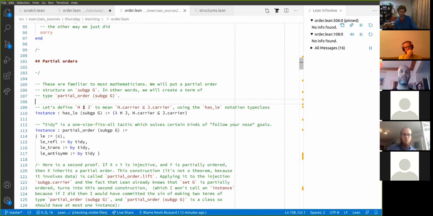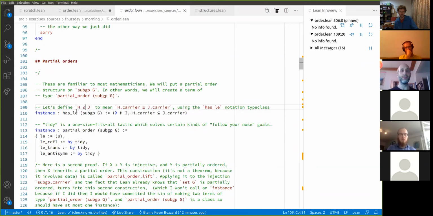So H is less than or equal to J if and only if the carrier of H is a subset of the carrier of J. So this is a notation type class. We'll define a has LE instance on the type of subgroups, which is just a way of saying we're defining H less than or equal to J, and we're defining it exactly by saying H dot carrier is a subset of G dot carrier. So now Scott introduced me this morning, and so I'll showcase some of his work.